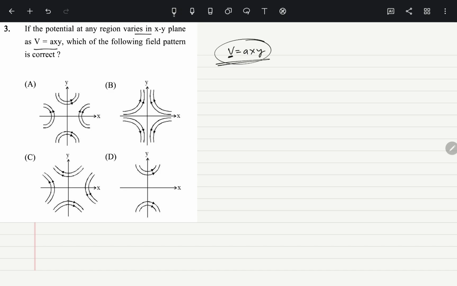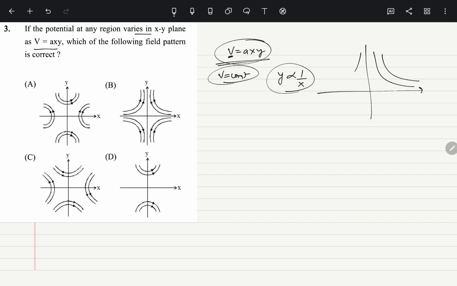So from here, if V is constant, on an equipotential surface V is constant, so Y is inversely proportional to X. That means the equipotential surfaces will be hyperbolic, of this type. These are the equipotential surfaces, but we need to find the field pattern. Now from this equipotential surface you draw, imagining the field lines.